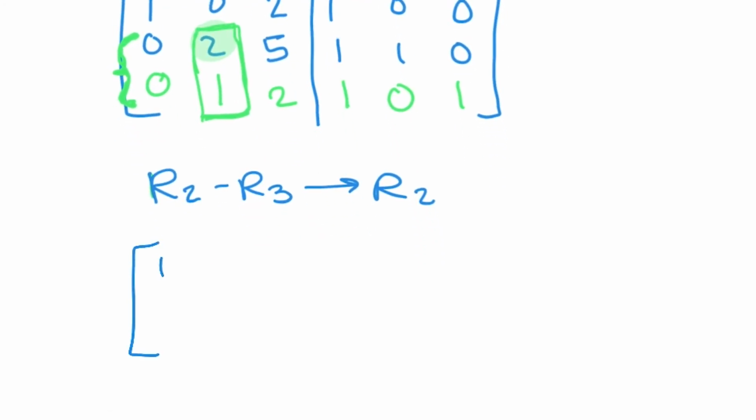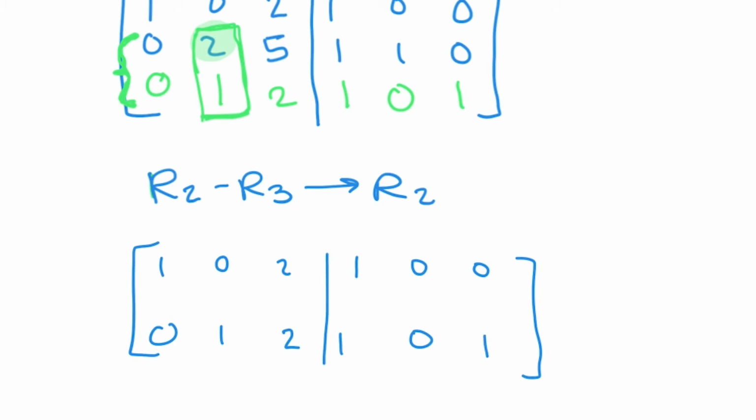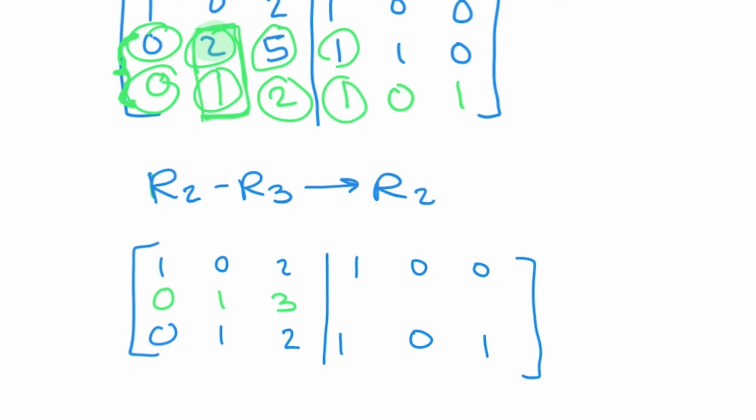The first row, still haven't changed that. That stays the same. We're not changing row 3 on this one. And then for row 2, we're going to do row 2 minus row 3. So 0 minus 0 is 0. 2 minus 1 is 1. 5 minus 2 is 3. 1 minus 1 is 0. 1 minus 0 is 1. 0 minus 1 is negative 1.